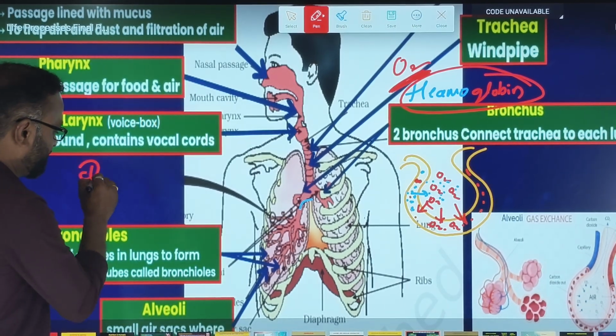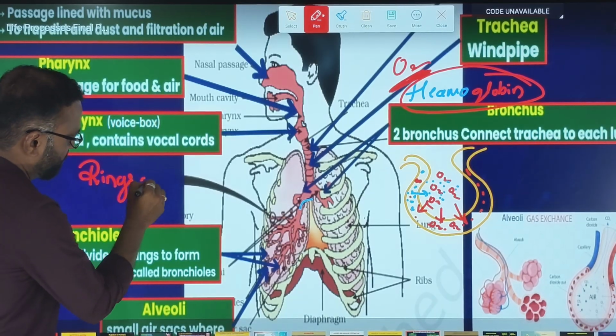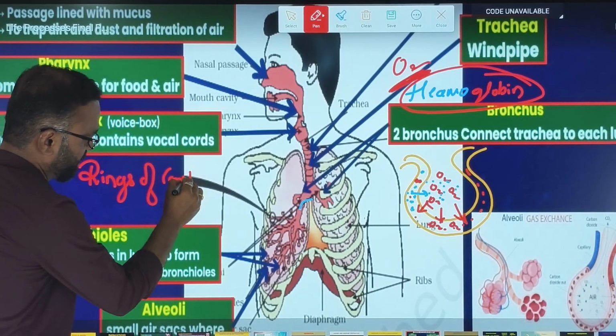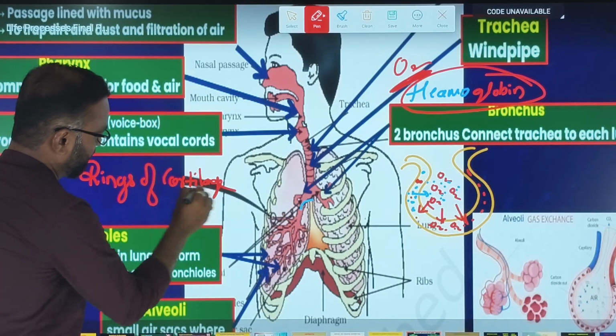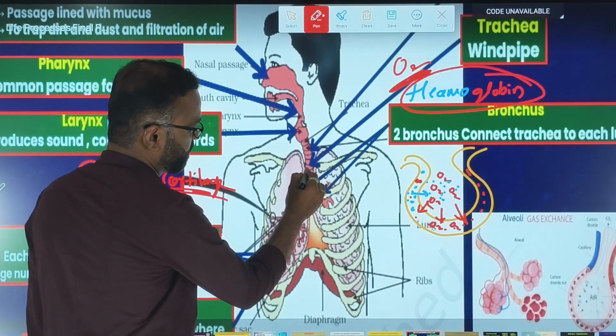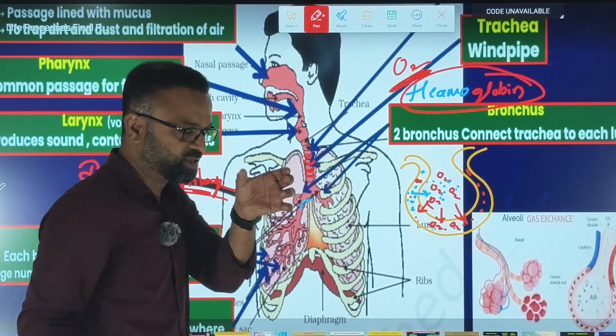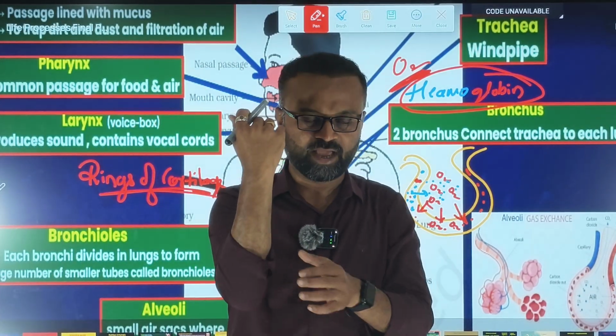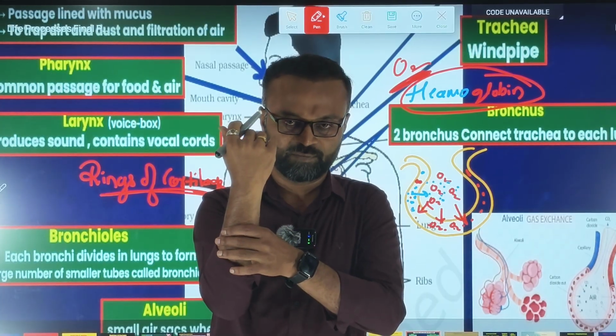That is rings of cartilage. What is that? Rings of cartilage. You can see the trachea. On the trachea we have C-shaped structures, the rings of cartilage. The trachea is a very soft muscle.